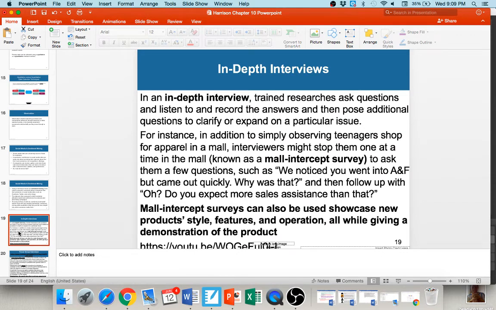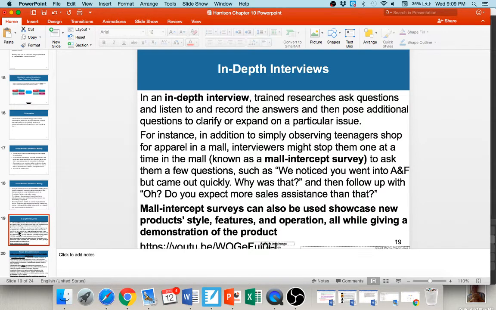Okay, think about, I know nothing about sports, okay, but think about whenever a ball gets intercepted. In the same way, you're intercepting a teenager or whatever, whoever your focus group is in this case, you're intercepting that individual at a mall. So it's called a mall intercept survey. And you might ask them some direct questions.